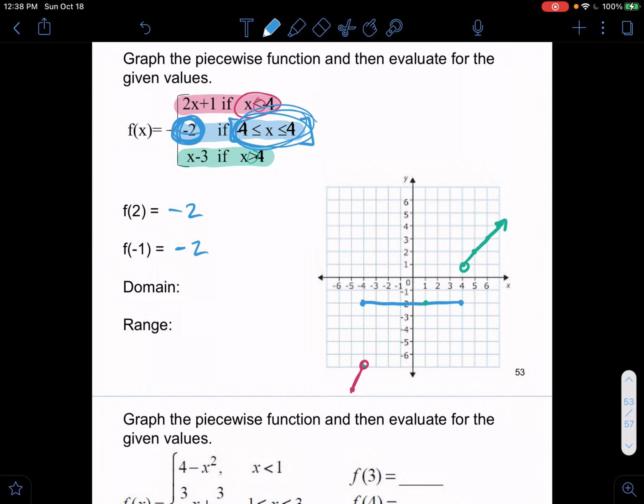For the domain of this function, when everything falls down, remember this will fill that hole, and all of this will kind of get accounted for as it falls down, and our domain will end up being all real numbers.